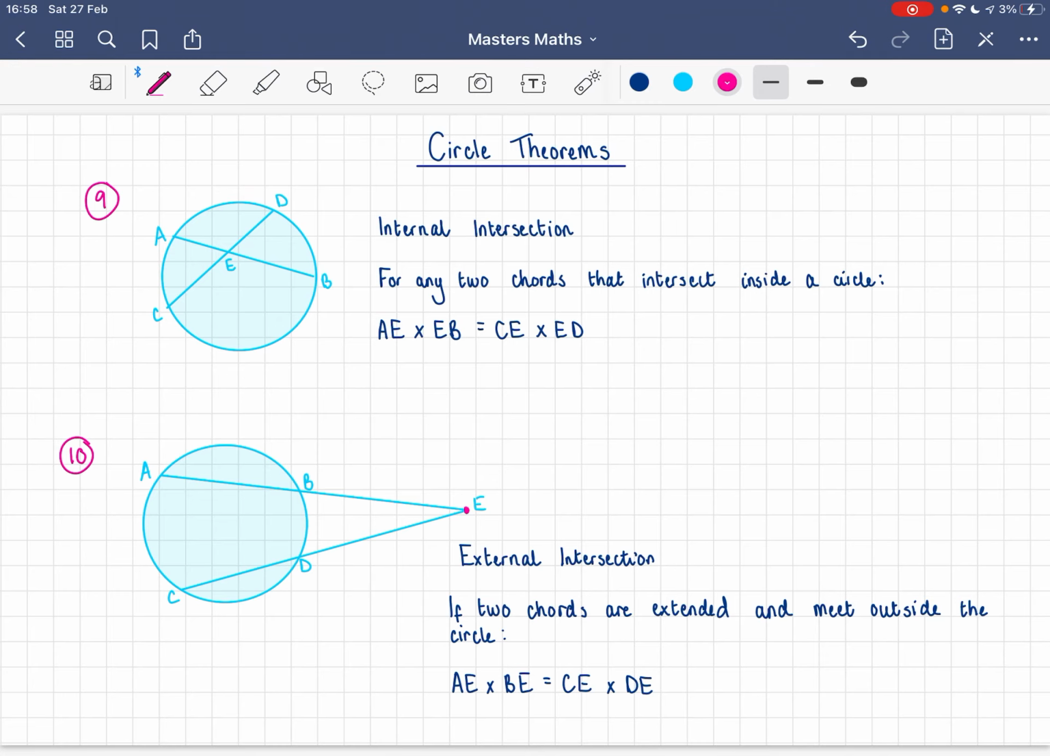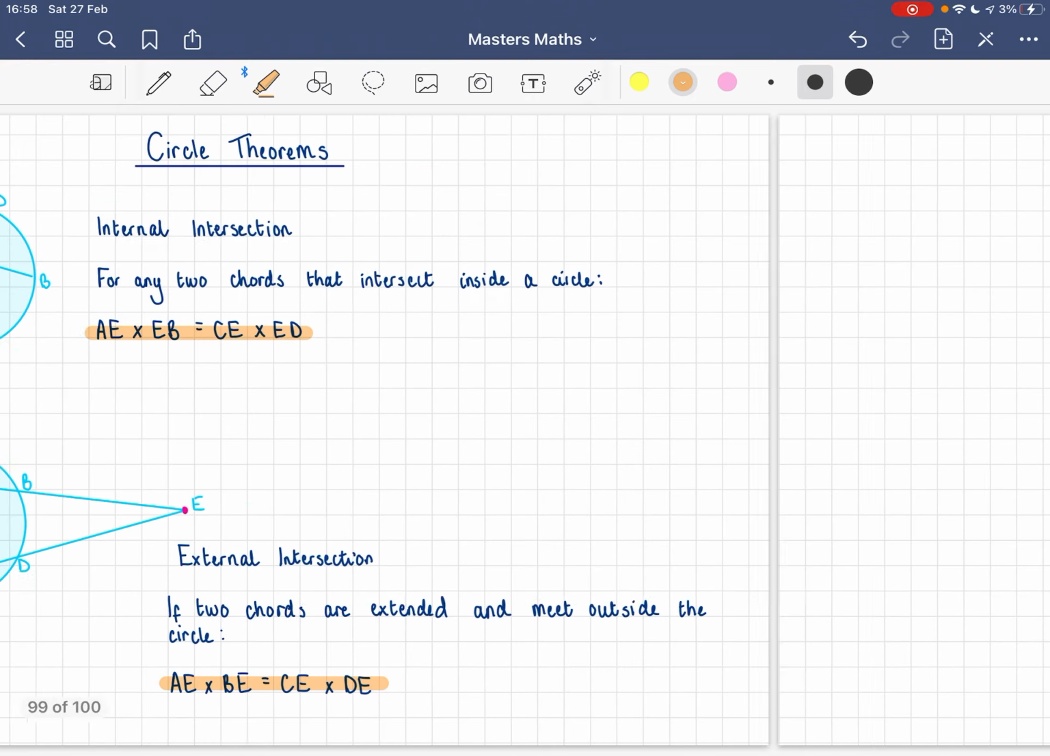So A to E multiplied by B to E is the same as if we did C to E multiplied by D to E. And again, in an exam question, you're probably going to have to rearrange that in some way to find a missing value. And we'll have a look at that in the next video. So again, familiarise yourself with the diagrams, with these formulae. So this one and this one, make sure you know those. And then we'll have a look at how we can apply them in an exam question in the next video.